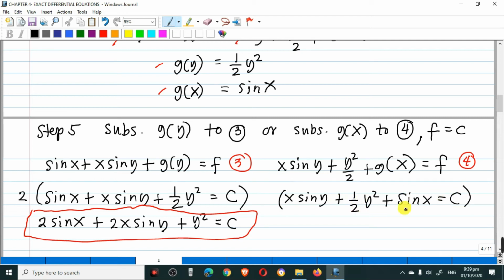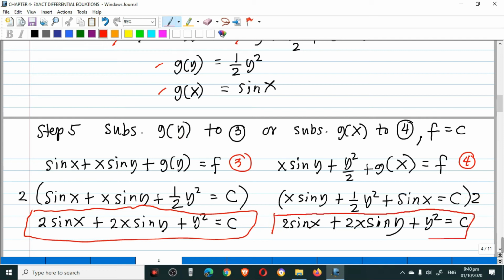So we need also to multiply this by 2. So, ang sagot natin, then arrange natin yung ating equation, yung sine of x. Sine of x times 2 is simply equals to 2 sine of x. Then yung x sine of y times 2 also, that is equals to plus 2x sine of y. Then yung 1 half, cancel out na yung 2, so this is plus y squared. And this is equals to c. 2 times c is 2c, or simply equals to c. So this is our value of general solution on our exact differential equation na given.